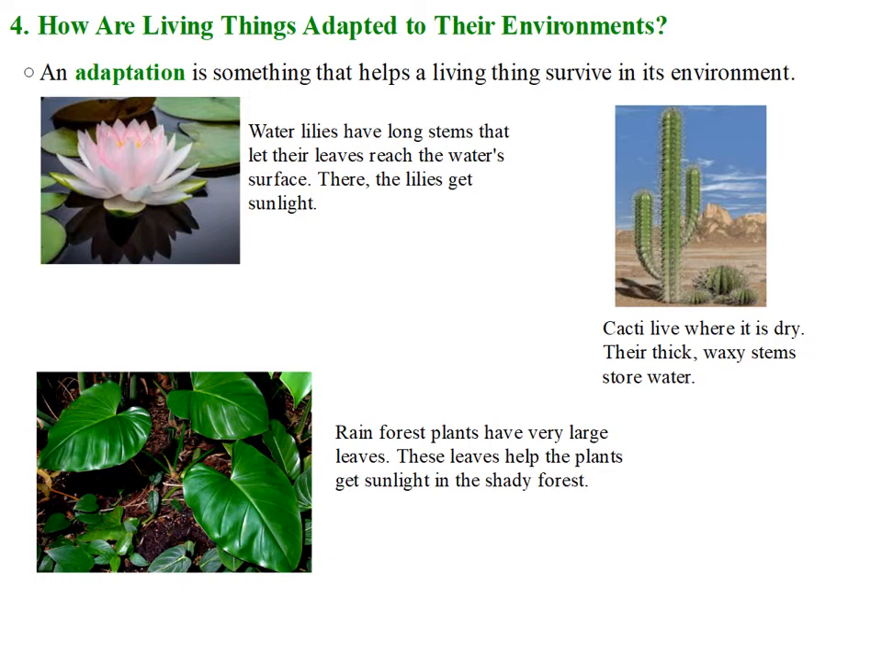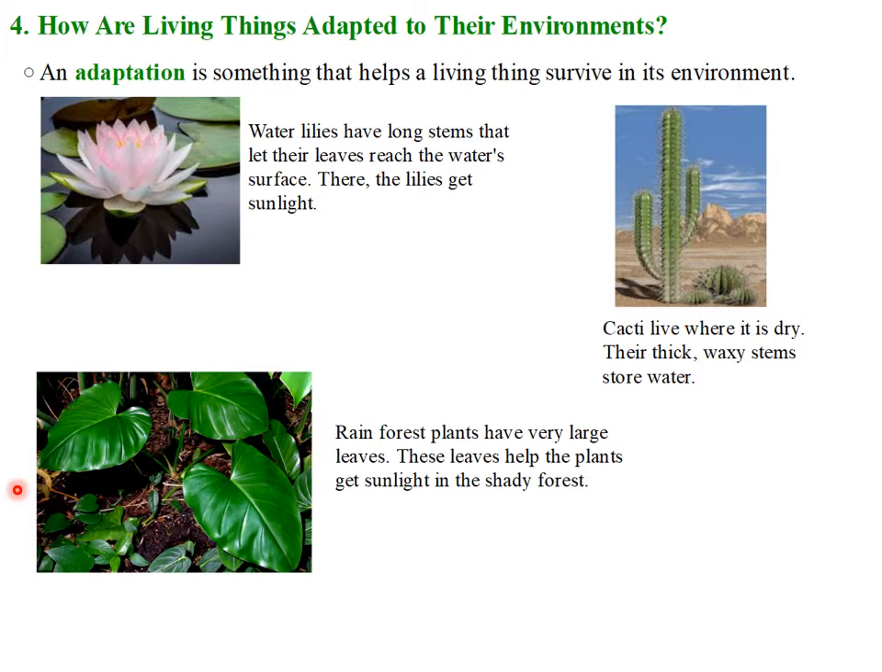Now, let's see how living things adapted to their environments. But first of all, let's learn what an adaptation is. An adaptation is something that helps a living thing survive in its environment. Let's start with the plants. Plants live almost everywhere. Some places they live in are dry, other places are wet and shady. So plants have ways to survive where they live. These ways are called adaptations.